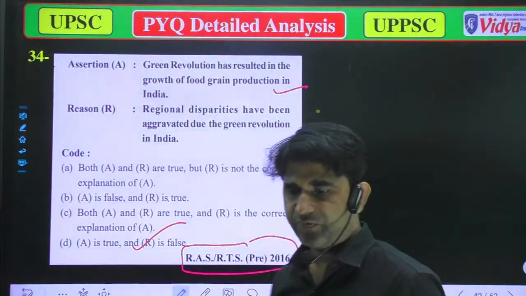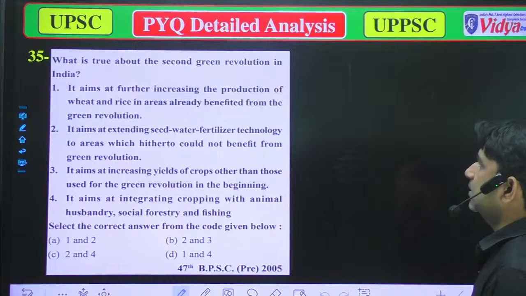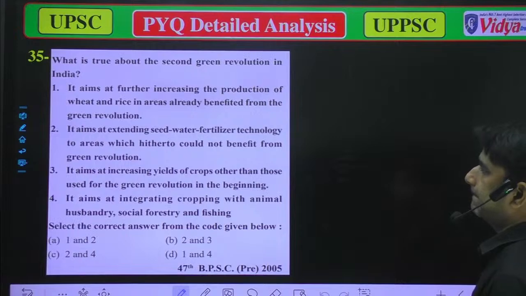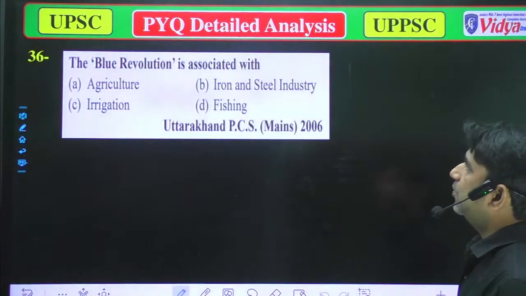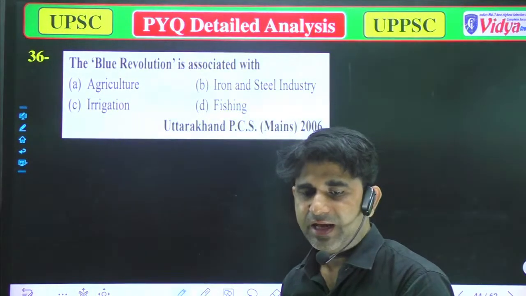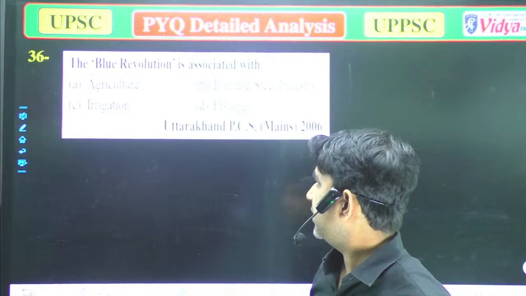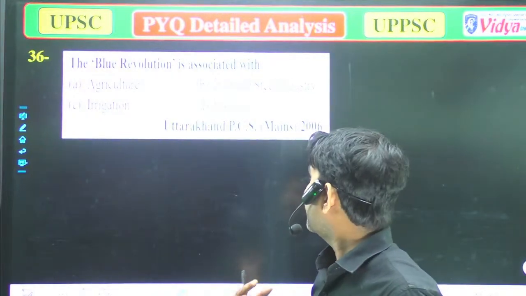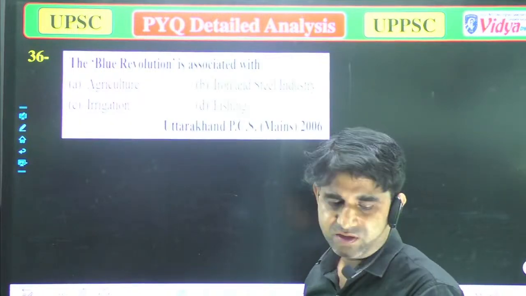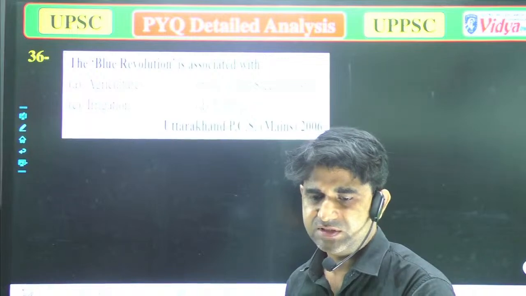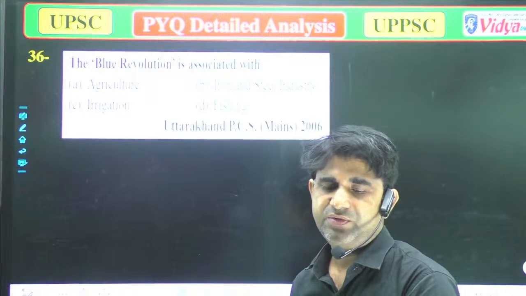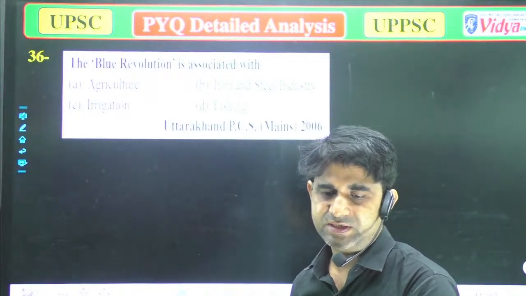Now we'll move to the next question. Blue revolution is associated with: A, agriculture; B, iron and steel industry; C, irrigation; and D, fishing. That question was asked in Uttarakhand PCS. Now you have to say which of the following is correct.